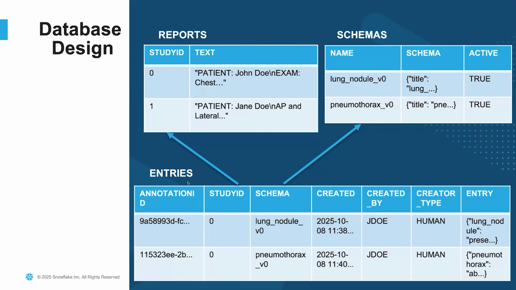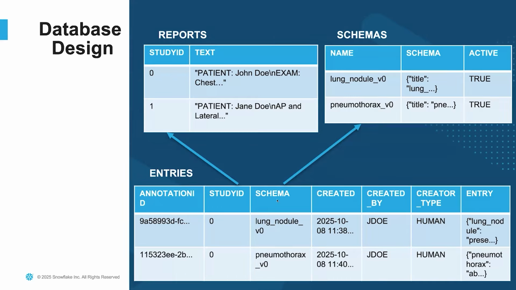And then we have the entries table, which is, I think, the coolest one. In this case, we have a foreign key, a study ID that references which report it's for. And then we have the schema, which references the name of the schema that is being annotated. And so each row in this table is an annotation entry.